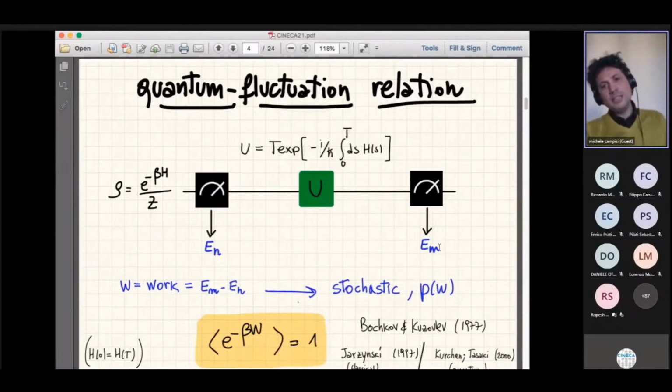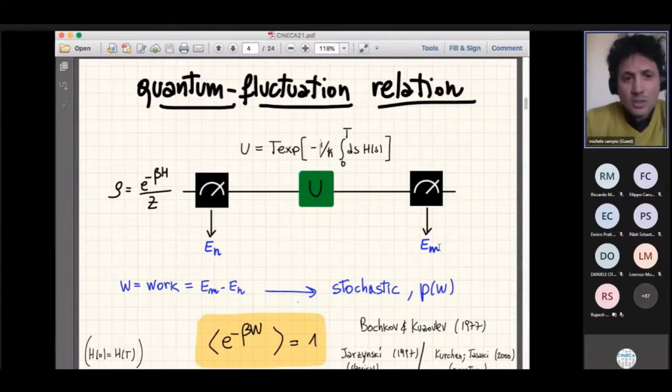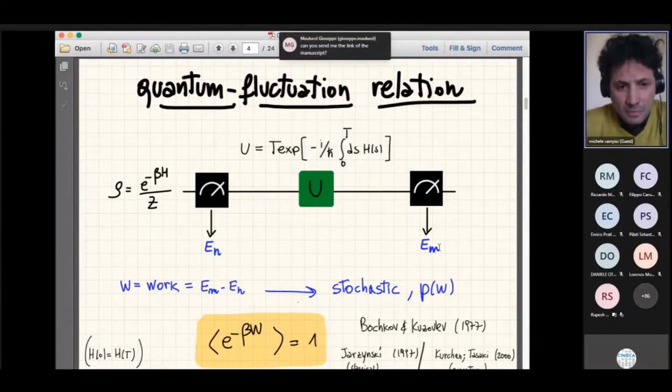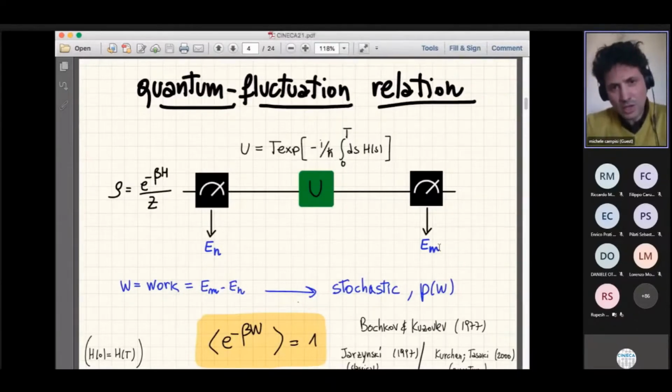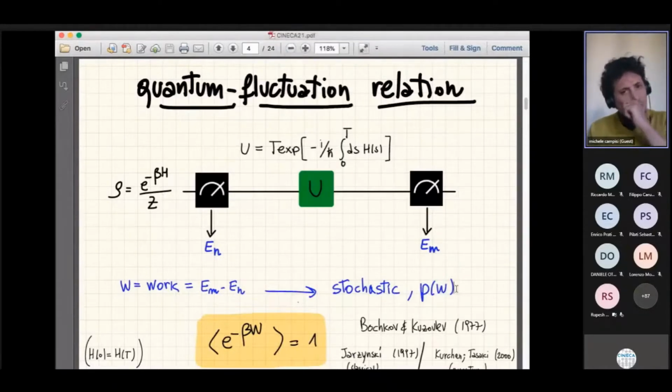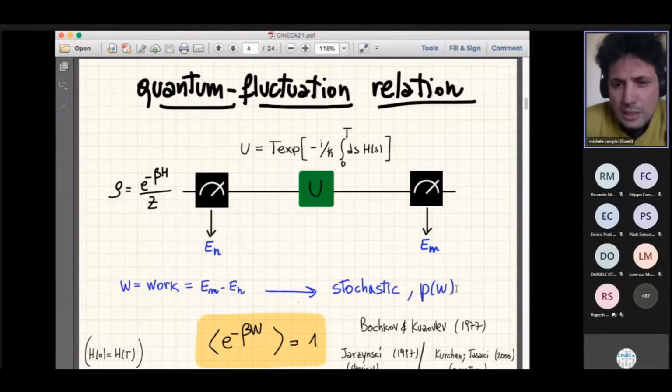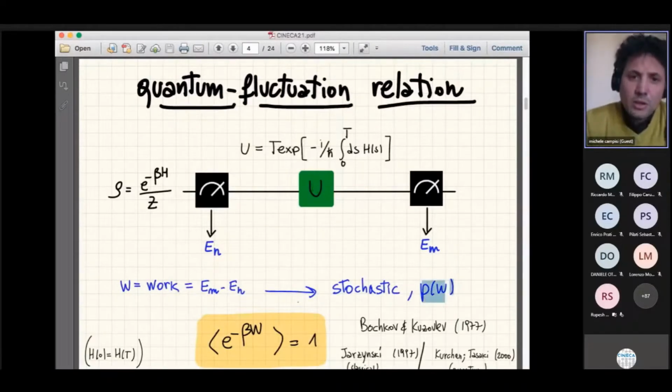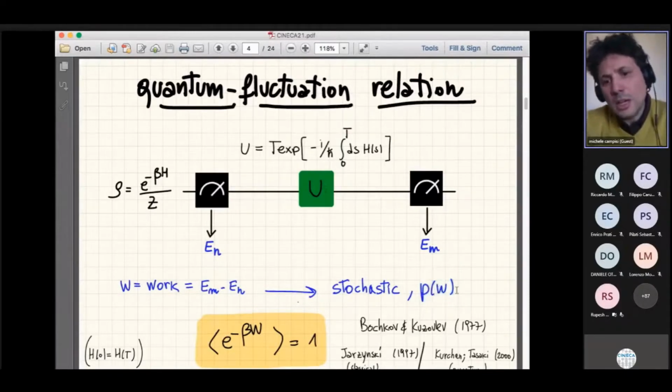Both E_n and E_m are stochastic quantities, and so is their difference, which is the work injected into the system to drive it. The work is a stochastic quantity that obeys some probability distribution P(W). Clearly, the properties of this probability distribution depend on the unitary gate. For example, the first moment and the second moment all depend on the kind of driving that you are doing.